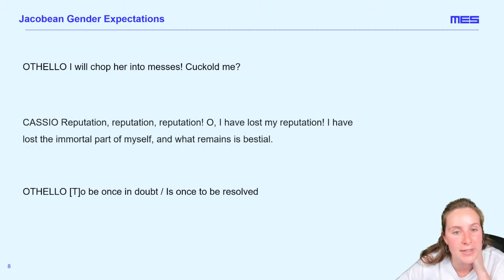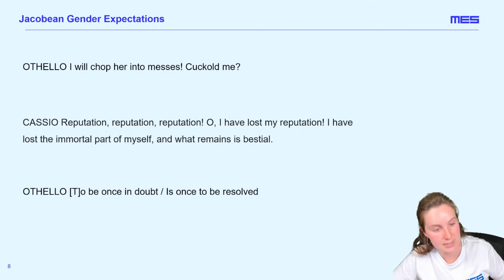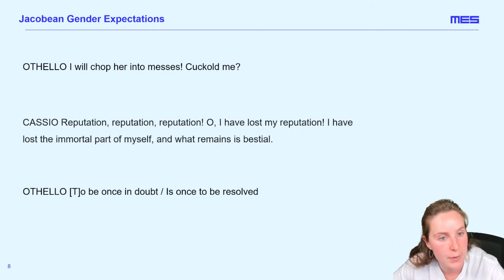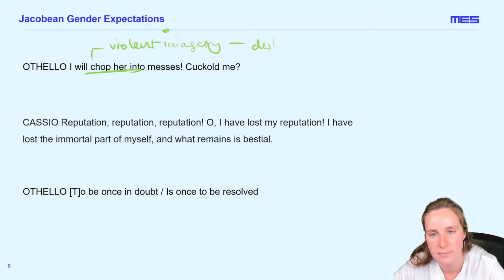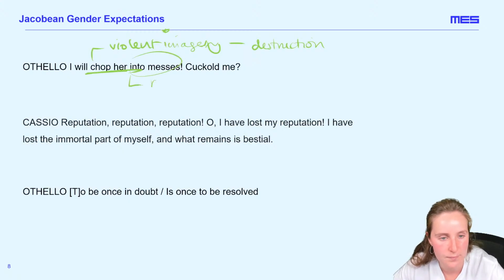Othello says, "I will chop her into messes, cuckold me." This is the same wife he was calling divine Desdemona and talking about how much he loved in the previous one. I will chop her into messes. Okay, here we are. Chop her, this idea of violent imagery. And into messes, this idea of destruction. But this being reactive to this, cuckolding him. This determined language as well.